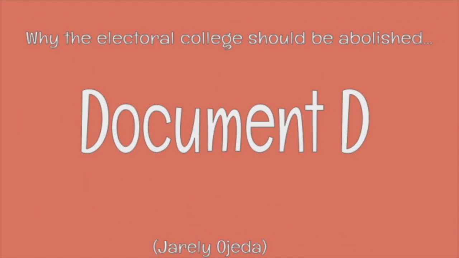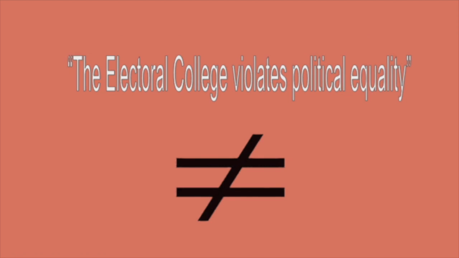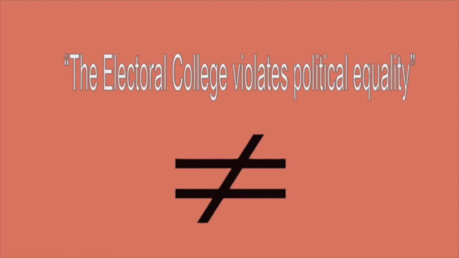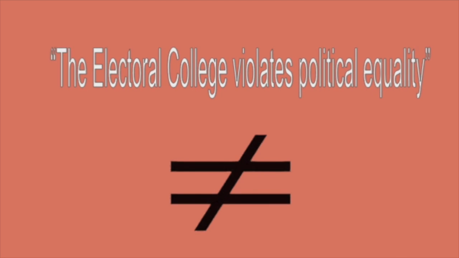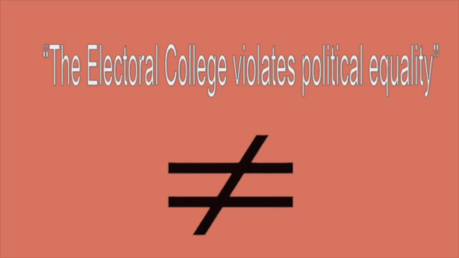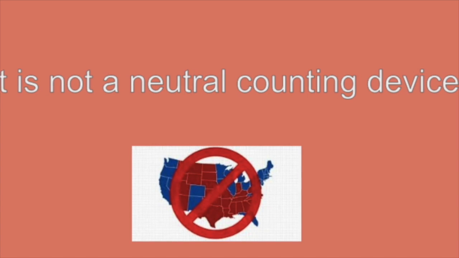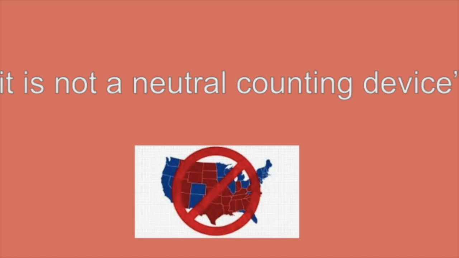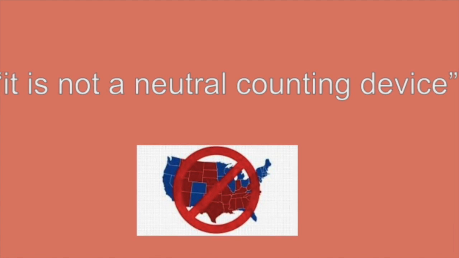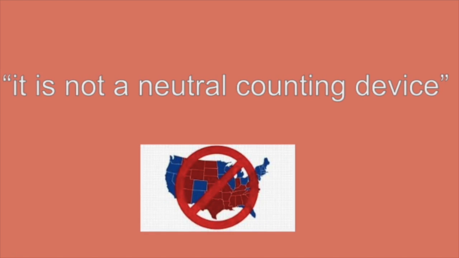Why should the Electoral College be abolished? Document D states, the Electoral College violates political equality. This means that it is not a well-balanced way to establish political decisions. In other words, it is not a neutral counting device. This can also mean that the overall results are not accurate at the end of choosing the president-elect.